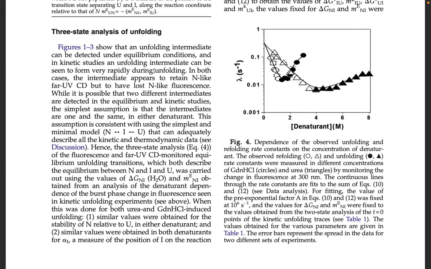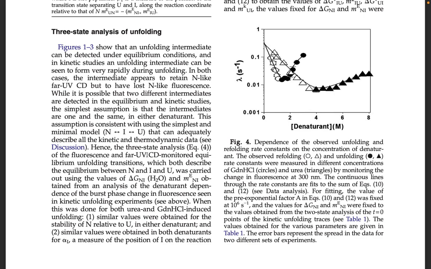While it is possible that two different intermediates are detected in the equilibrium and kinetic studies, the simplest assumption is that the intermediates are one and the same in either denaturant. This assumption is consistent with using the simplest and minimal model, N to I to U, that can adequately describe all the kinetic and thermodynamic data.